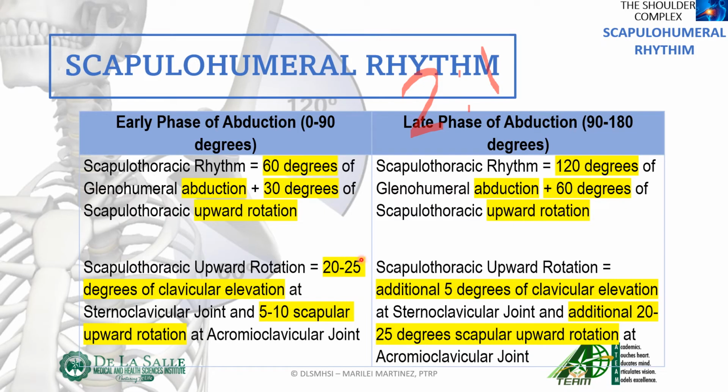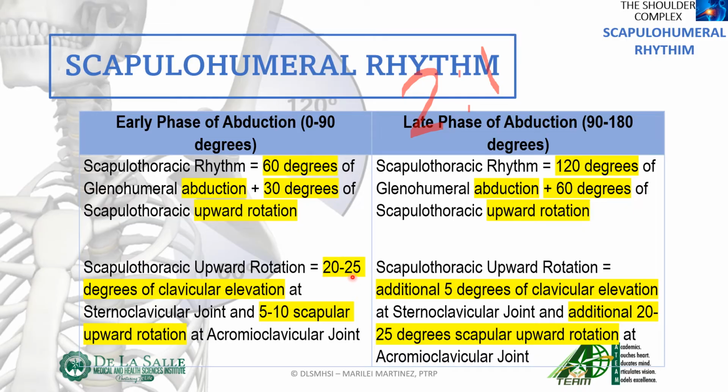So specifically, for the early phase of abduction, on the scapulothoracic upward rotation, there should be, remember, 30 degrees of upward rotation of the scapula in the scapulothoracic joint. So, it will be divided now.